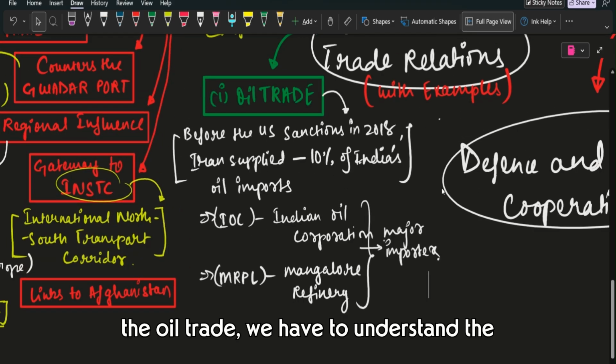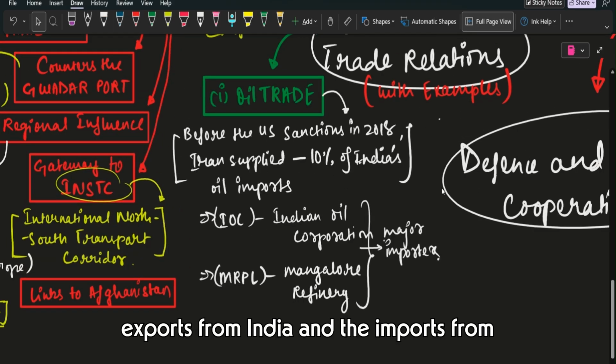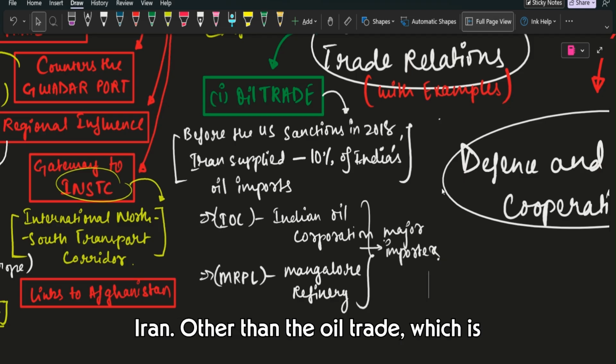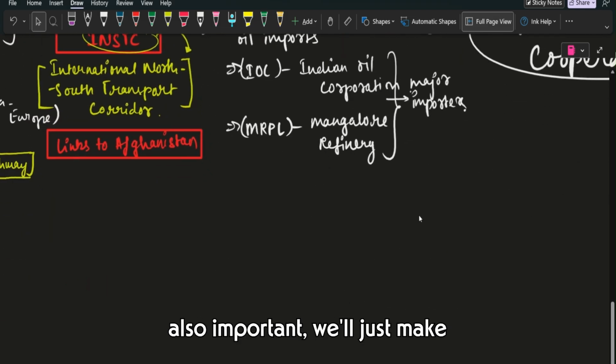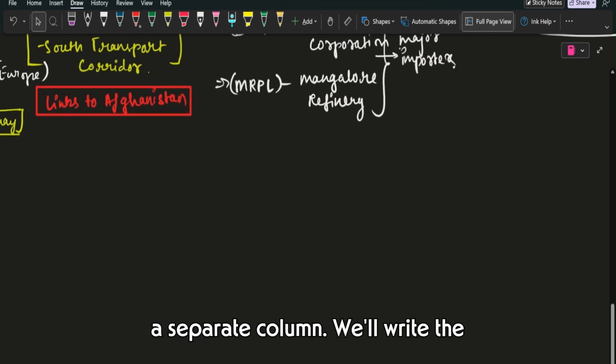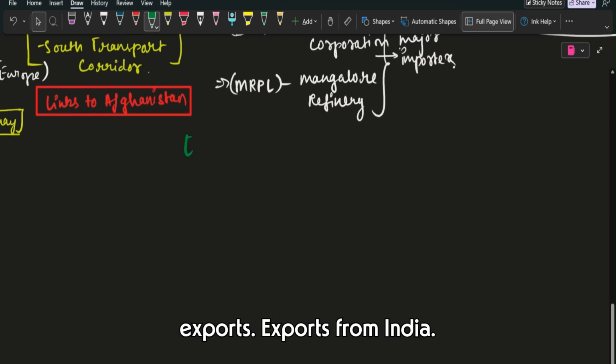Now, after the oil trade, we have to understand the exports from India and the imports from Iran other than the oil trade, which is also important. We'll just make a separate column. We'll write the exports from India.